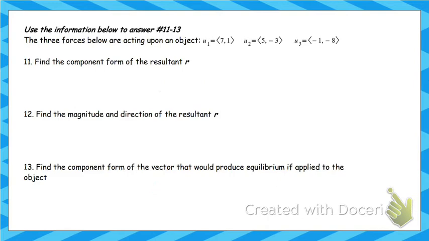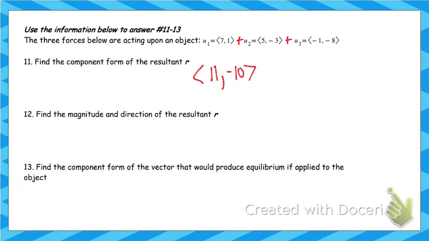Okay, so the component form of the resultant, what that means, add these three together. Add all three of them together. So add your x's together. So 7 plus 5 plus negative 1 is 11. 1 plus -3 plus -8 is going to be a -10. Okay, once you have that, that's your resultant. So the resultant here, again, it's adding the x's together, adding the y's, adding all three of those vectors together.